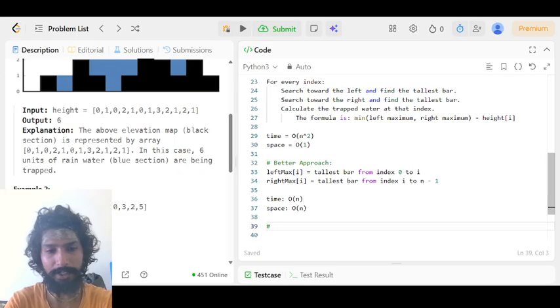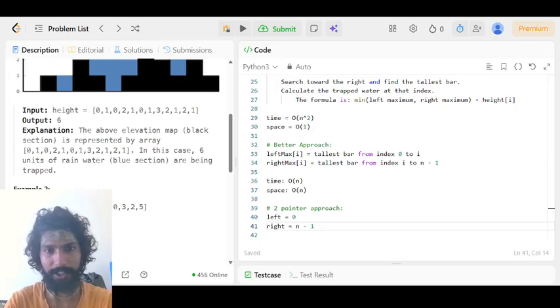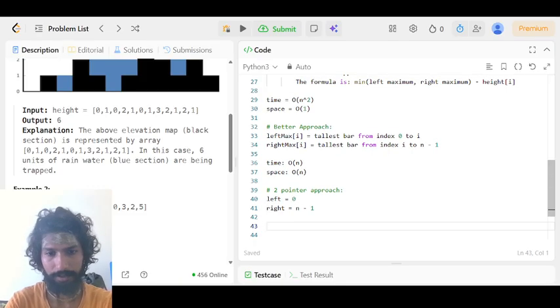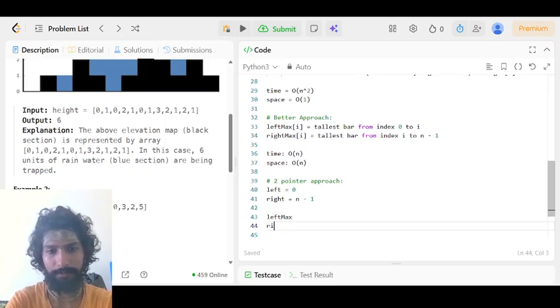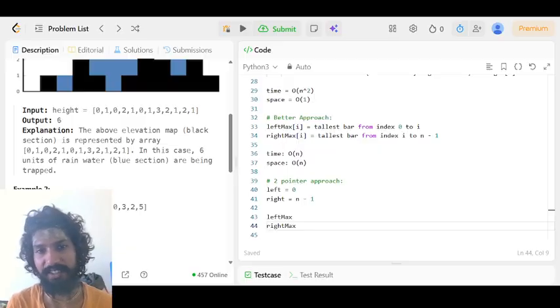So this is the best approach, the two-pointer approach. We place one pointer at each end of the array. So left equals 0 and right equals n minus 1. And we maintain left max and right max. So these represent the tallest bars encountered from the left and right sides.